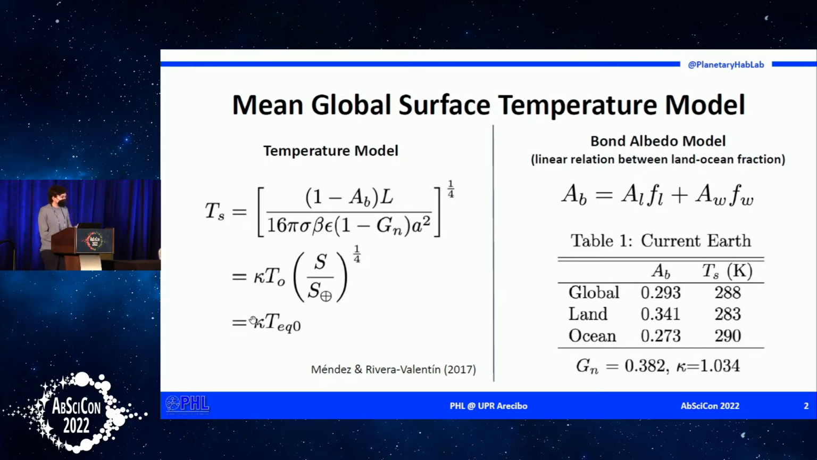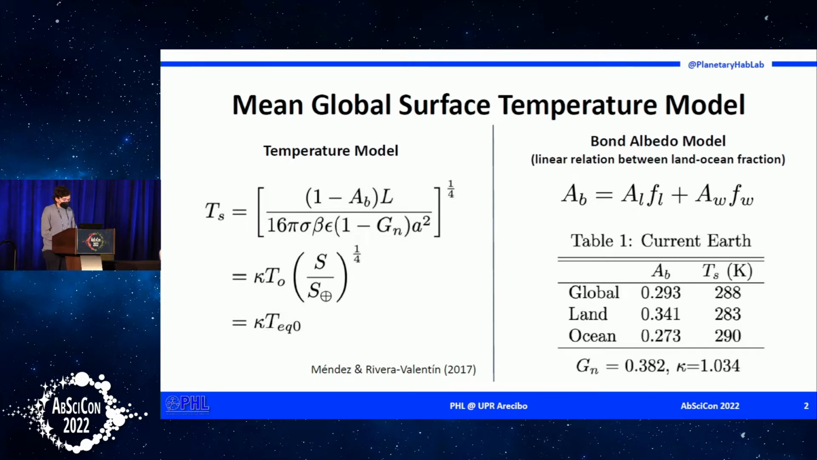Kappa corresponds to a new quantity that we are defining as the thermality. It is a convenient way of summarizing the effects of the Bond albedo and the normalized greenhouse effect on the surface temperatures. That expression also includes the equilibrium temperature at 0 albedo.